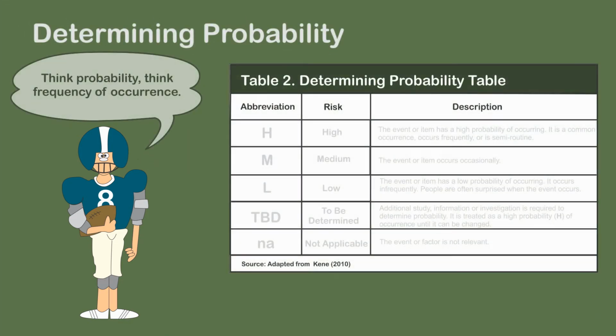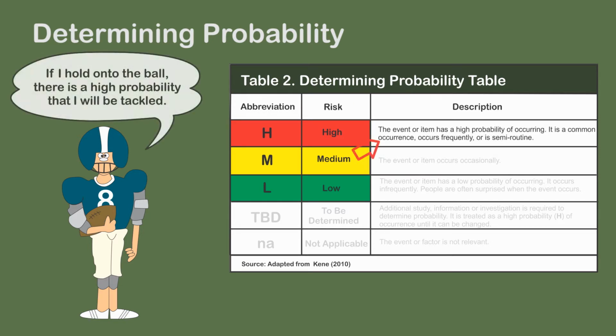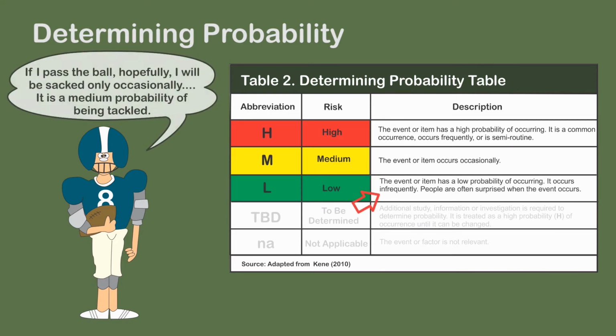Probability relates to the frequency of occurrence. Unless actual probabilities are known, use a high, medium, and low frequency of occurrence. In most cases, there is a lack of data to determine actual probabilities. High probability occurs frequently. Medium probability occurs occasionally. Low probability occurs so infrequently that the event often surprises people.